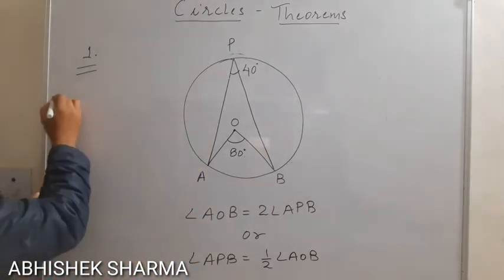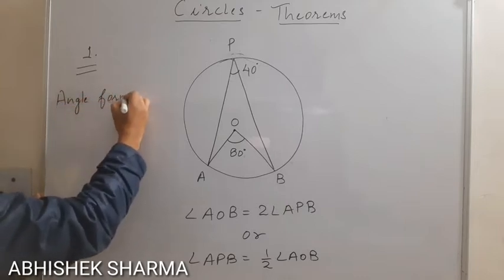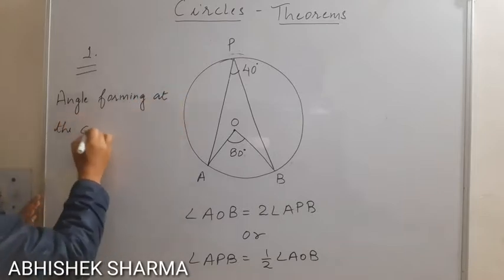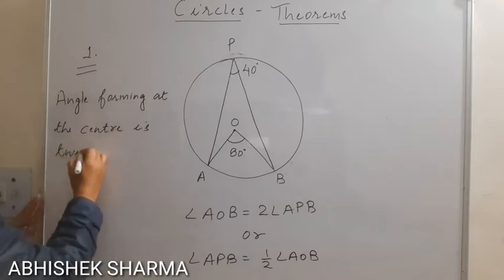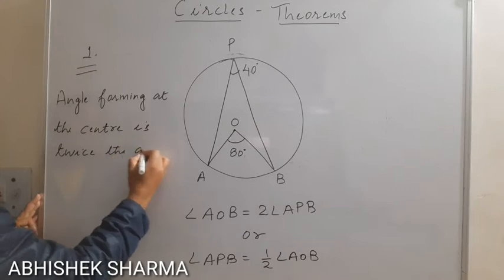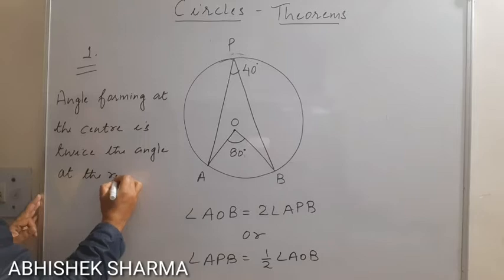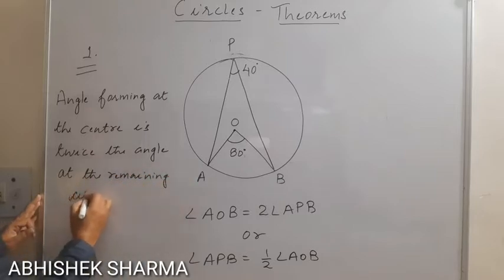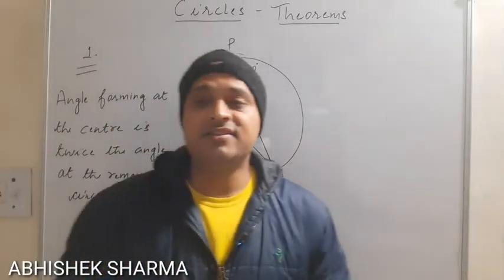This theorem is that the angle forming at the center is twice the angle at the remaining circumference. So I think this theorem 1 is clear to you.